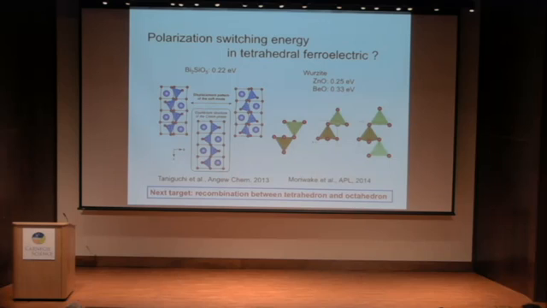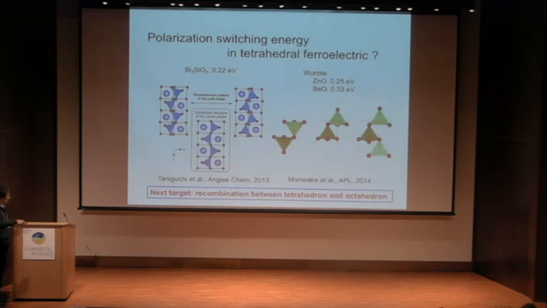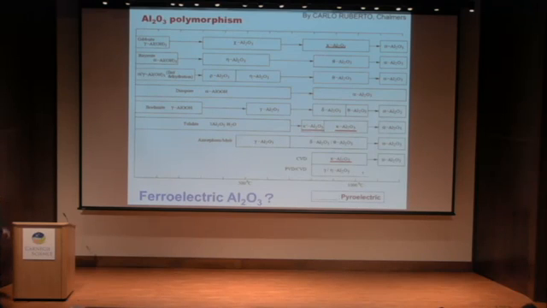So the next strategy was to use both tetrahedra and octahedra. I am a chemist, so we searched for about 700 compounds, referring to the papers.